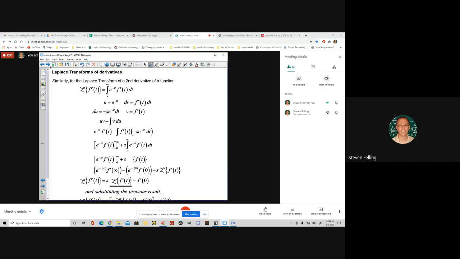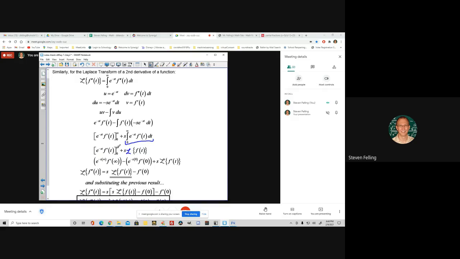And if you took a second derivative and just took the results from before, you would get, again, integration by parts here. You end up getting s times the Laplace transform of the first derivative. And then when you plug in infinity and 0 again, things cancel such that the Laplace transform of the second derivative turns out to be s times the Laplace transform of the first derivative minus the first derivative evaluated at x is 0, or t is 0.